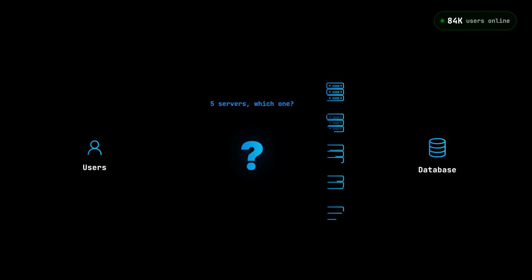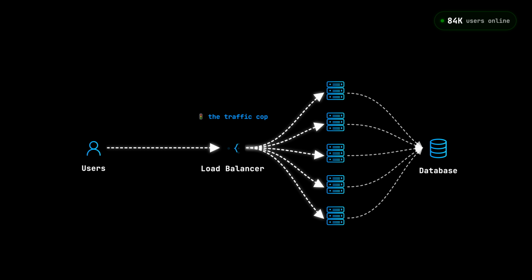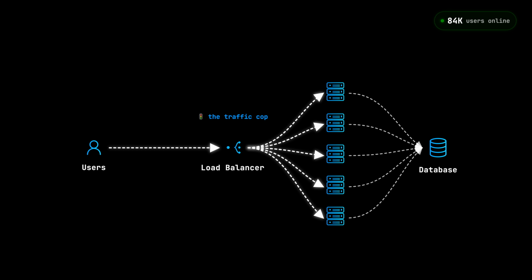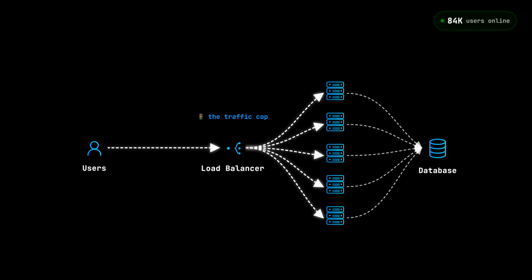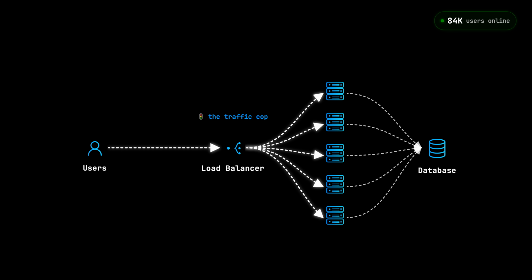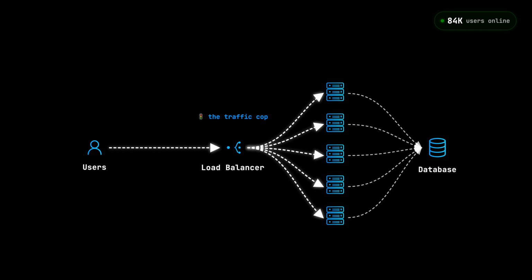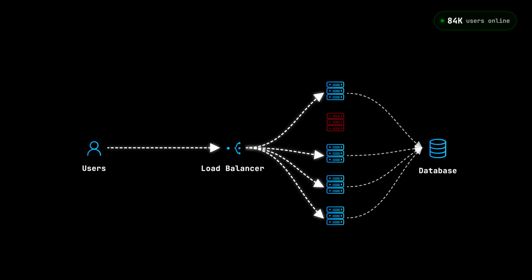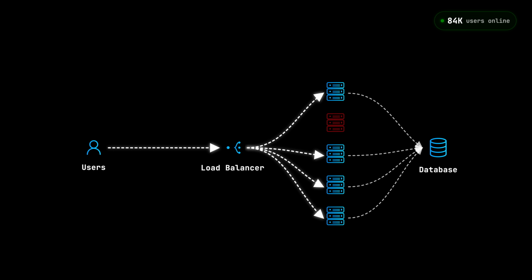We have 5 servers now. When a request comes in, which server should take it? We need something in front to direct traffic. It is called a load balancer. It shares the requests across all the servers. And if one server dies, it just skips it. The app works again. Maya can relax.